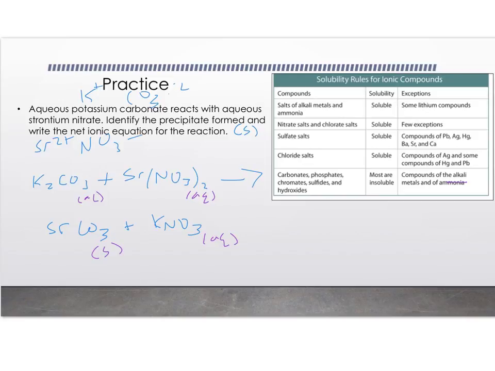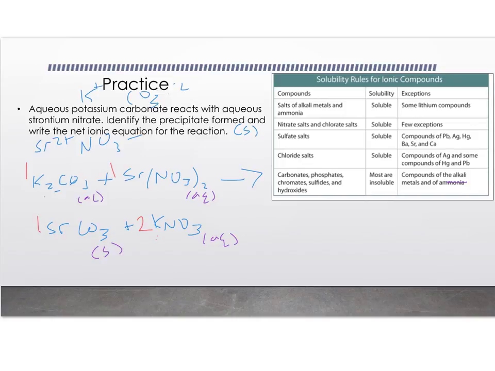We need to go back and make sure we are balanced. And by adding a coefficient of 2 in front of the KNO3, we end up having 2 potassiums and 2 nitrates on both sides. So our coefficients are a 1, 1, 1, 2 ratio. So for every ion, or for every compound that's soluble in water, we need to separate it out. We also need to keep track of how many there are.